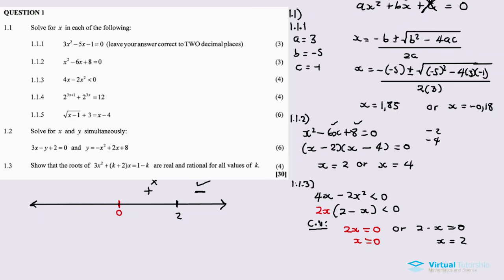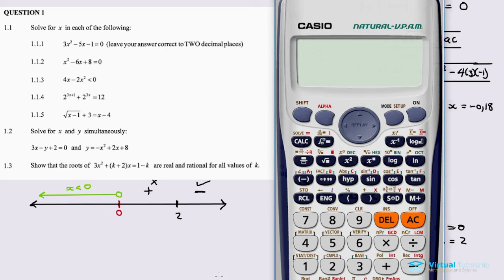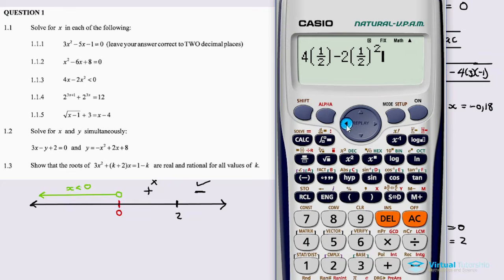So now we test the other side. The x values less than 0. Let's choose a number less than 0.